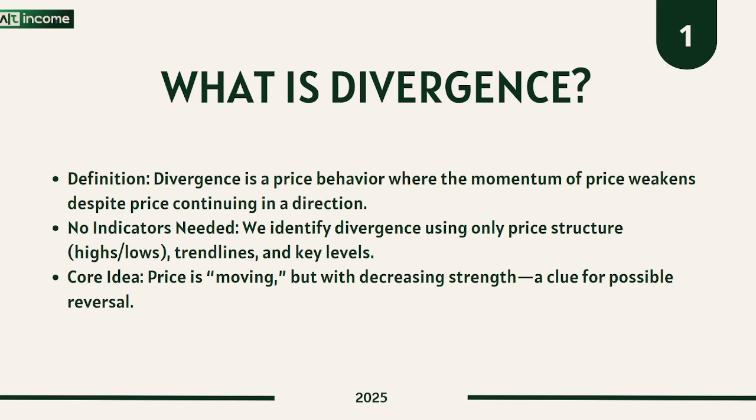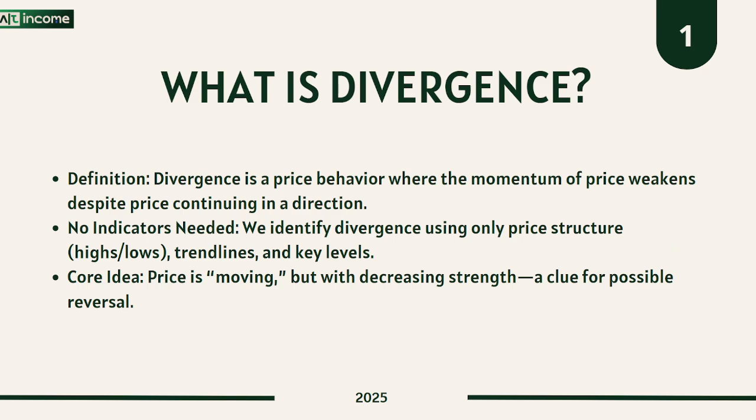We identify divergence using only price structure, higher highs and higher lows. We use trend lines, and we also look at key levels. So what's the major idea behind this? Price is moving, but with decreasing strength. That is the major idea behind divergence. Price is moving in a particular direction, either upside or downside, but with decreasing strength, and it gives us a clue for a possible reversal.